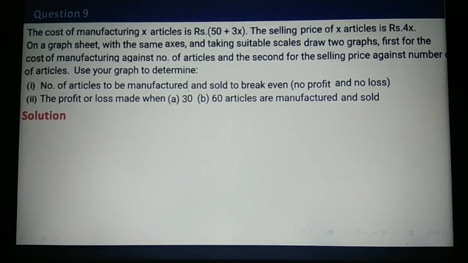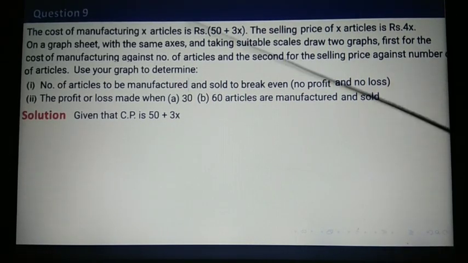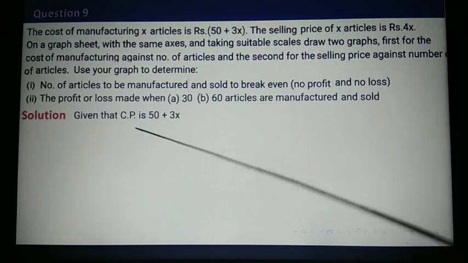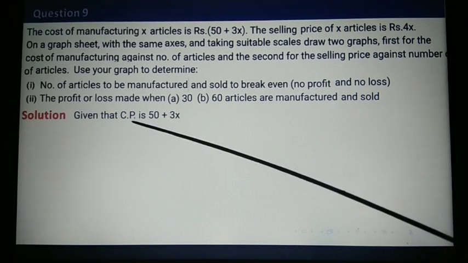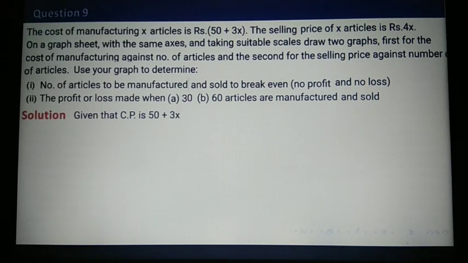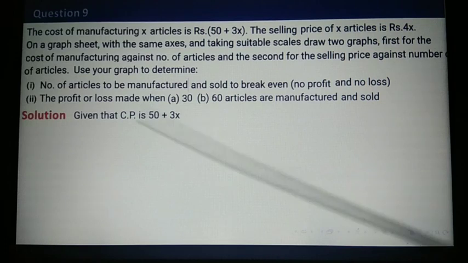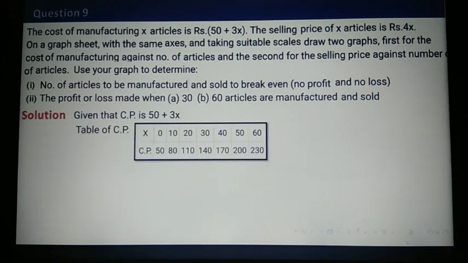How? Let's see this. Given the cost price is this much, if I take cost price to be y, then this is nothing but y equals 50 plus 3x. Hope this is clear. If I take cost price to be y, then y will be equal to 50 plus 3x. And if I make the table, then I'll get this much.